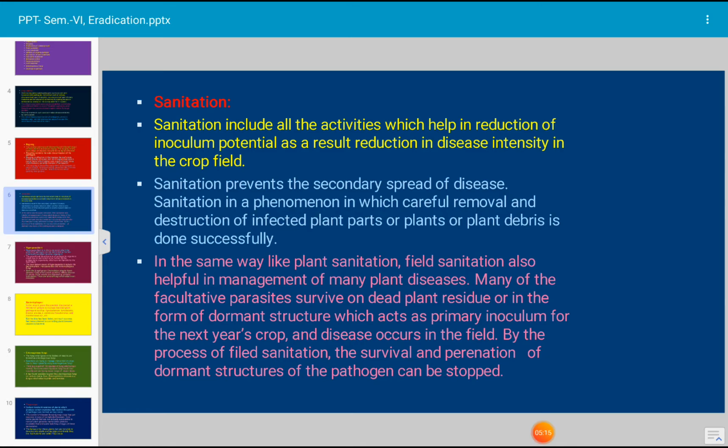In the same way, like plant sanitation, field sanitation is also helpful in management of many plant diseases. Many of the facultative parasites survive on dead plant residue or in the form of dormant structures, which act as a primary inoculum for the next year's crop, and disease occurs in the field. By the process of field sanitation, the survival and perenniation of dormant structures of the pathogen can be stopped.